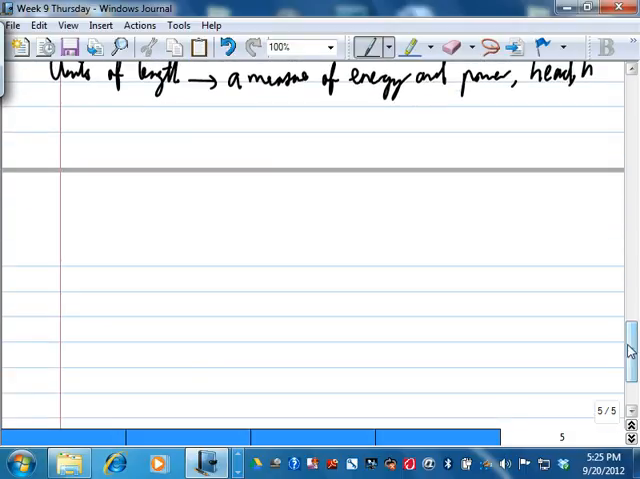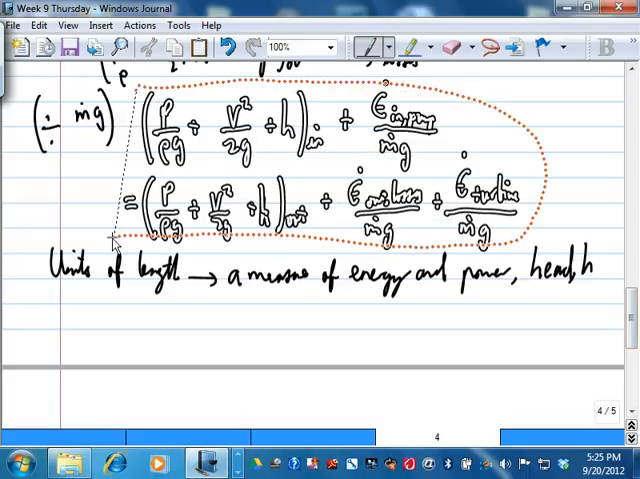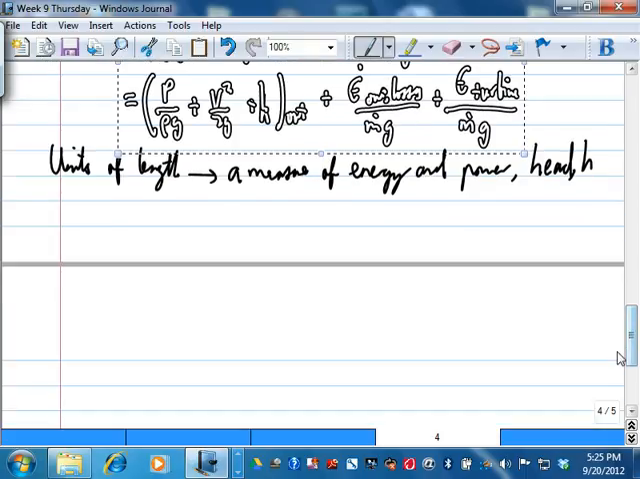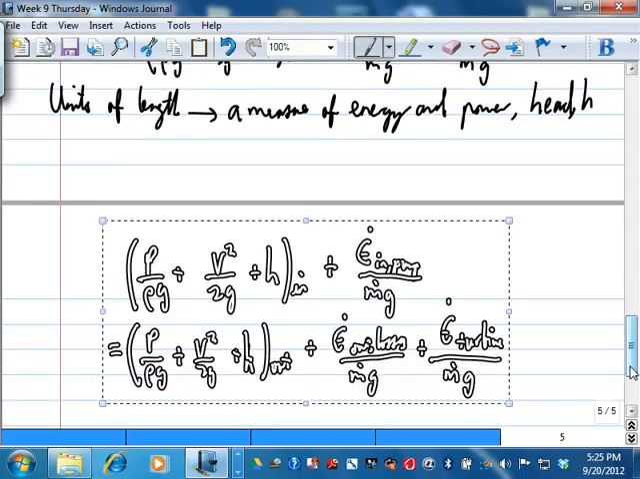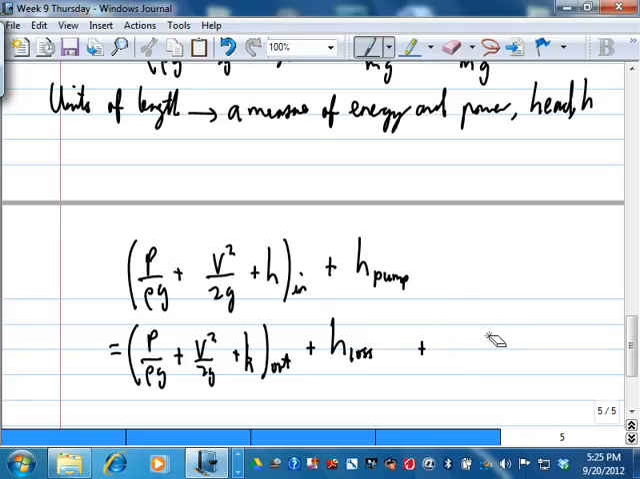Alright? So, to simplify things, I copy this. I don't like to write like this. So this one becomes H pump. This one becomes head loss. This one becomes head turbine. But if you want to convert back, I write here, in case you forget. Head pump is what? Normally you don't want to convert like that. You want to convert like that.